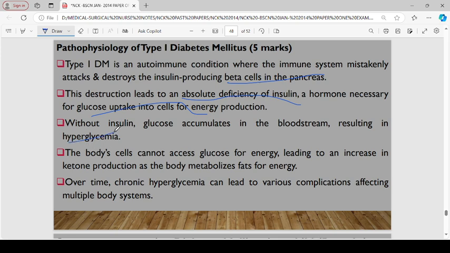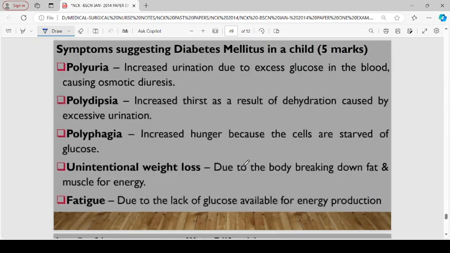So the body cells cannot access the glucose for energy, and this will lead to an increase in ketone production as the body metabolizes fats for energy. Then over time, we have chronic hyperglycemia, which can lead to various complications affecting multiple body systems.